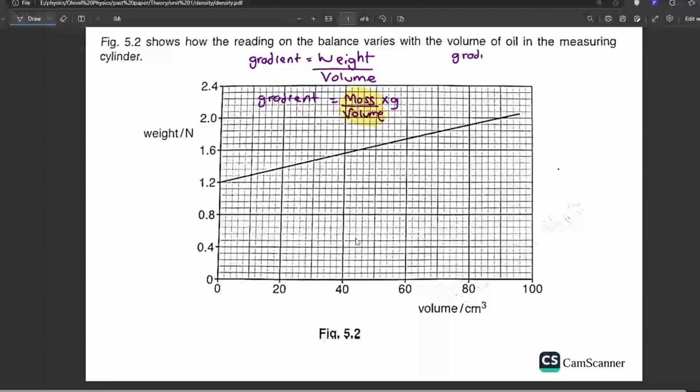That means if I can somehow calculate the gradient, divided by the value of gravitational field strength, it will give you the value of density. Sorry, I made a mistake here. Gradient divided by the value of gravitational field strength will give you the value of density.